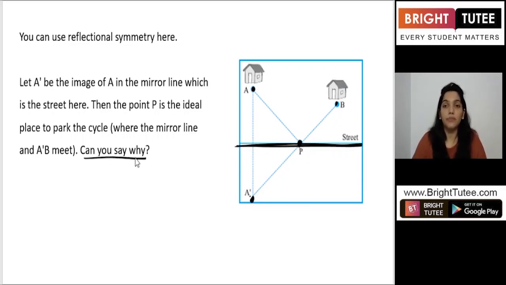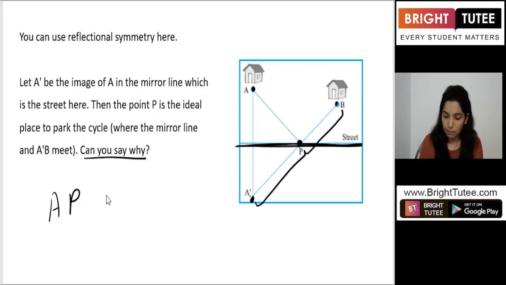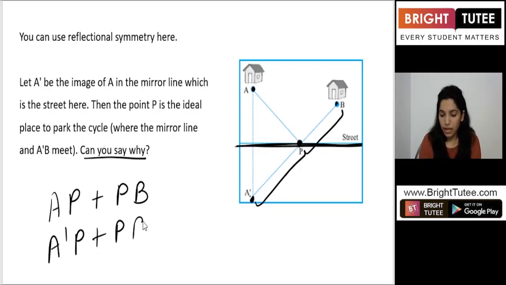Can you say why? Why do you think this is the best point? Clearly, if you are measuring the lines at this particular point P, you can see how much distance is between A dash P and PB. So this is how he can make sure that he is traveling the minimum distance between the two houses, that is A and B. Because AP gives you the same distance as A dash P, if A dash P plus PB gives you the least measure, that would be the best position for him to locate his cycle.